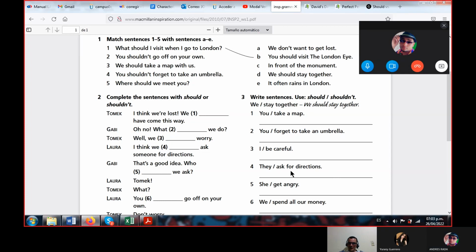But in the context it is positive. They should ask for directions. Ellos deberían preguntar por las direcciones. Puede ser, es más positiva, es más un consejo positivo. Okay.